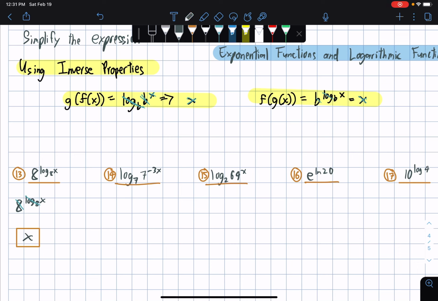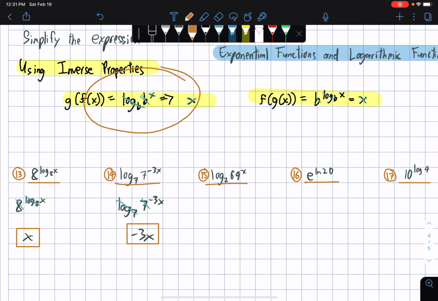For number 14, just copy the expression and we cancel log sub 7 and 7, we get negative 3x. It's that simple. This time, for number 14, the expression follows the format of g of f of x. So log sub 7 is log sub b, and 7 is b.